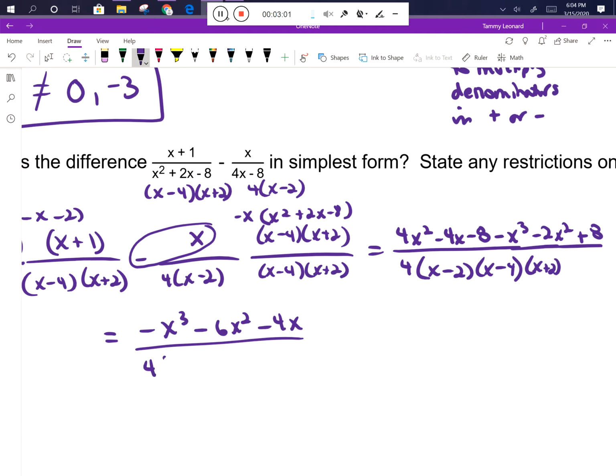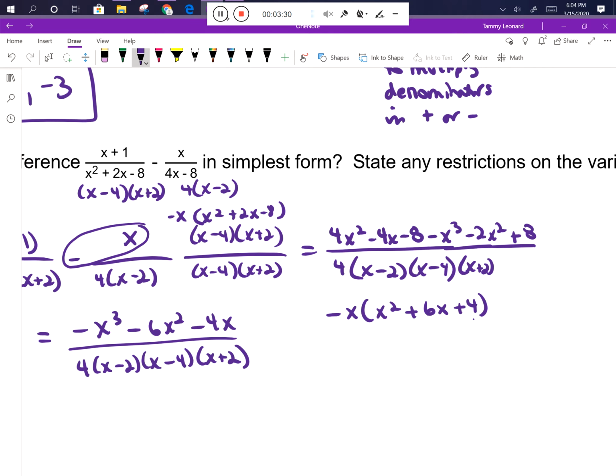My denominator is that great big mess that we had before. Now, I'm always suspicious because I see a GCF up there. So let's see if this trinomial can be factored at all. If we take out a negative x, we would have x squared plus 6x plus 4. And 4 doesn't factor all that much. Can that trinomial be factored? We would need two numbers that multiply to make 4 and add to make 6. Well, 4 can be 4 and 1, which doesn't add up to 6, or 2 and 2, which doesn't add up to 6. It's actually not factorable.